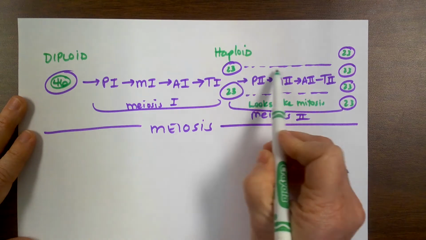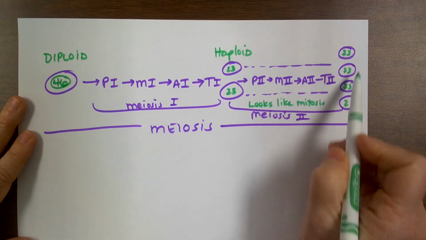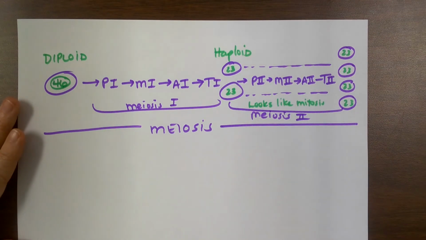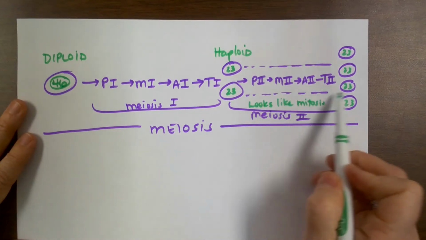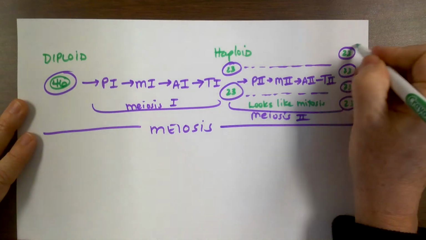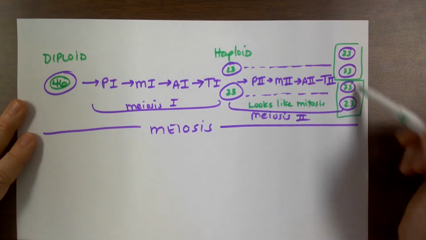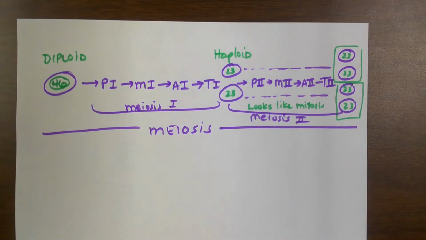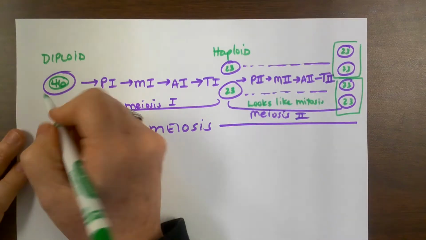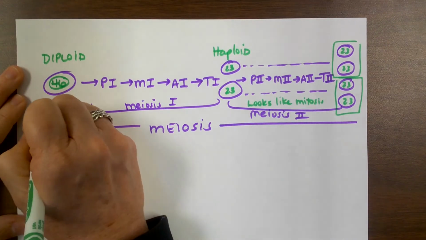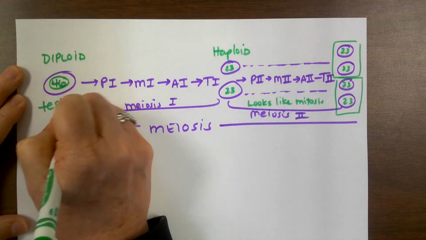And that one cell will go through mitotic division and make two new identical haploid cells, and then this one goes through and makes two new cells. So these two are actually identical, and these two are actually identical, but they're different, they're complete opposites of each other. All right, so if you're a male, this is going to be in the testes.